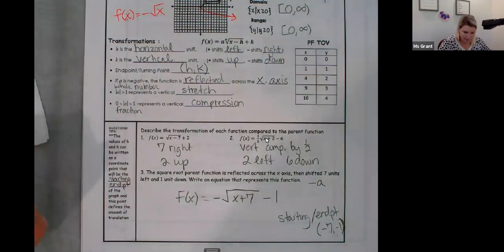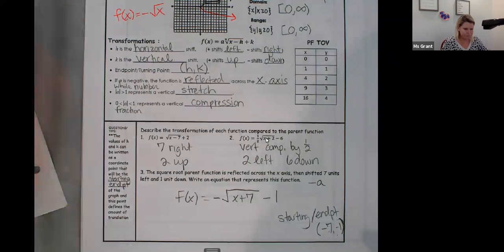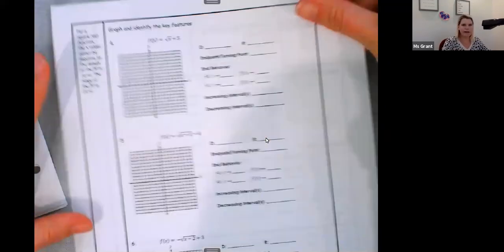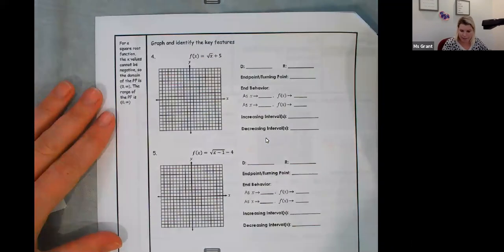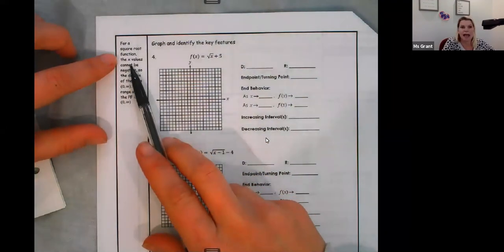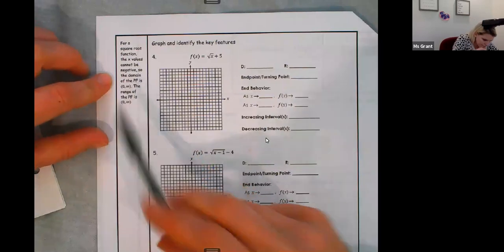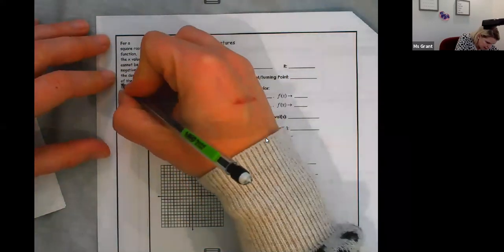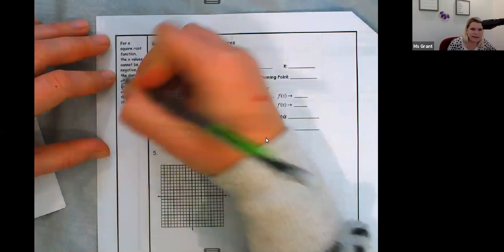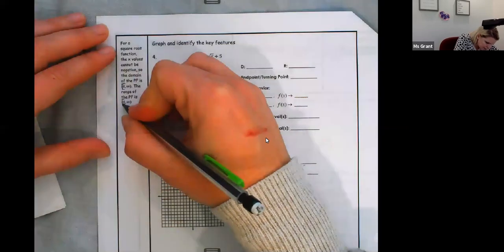Let's put this into practice and do some graphing. Okay, so turn the page. 4, 5, and 6. I have a little typo I need to fix, please. For a square root function, the x values cannot be negative. We have no negative square roots. So the domain of the parent function is bracket 0, infinity. The range is bracket 0, infinity.